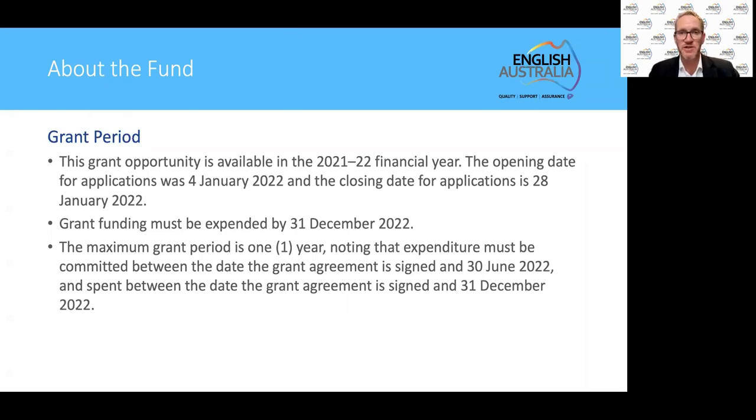So it's really important, if you do intend to apply, you have it updated and completed before midnight on the 28th of January. Now, the grant period is for 1 year, and all of the activity and reconciliation will happen within that year period. And I'll provide some more detail around that as we work through today's webinar.